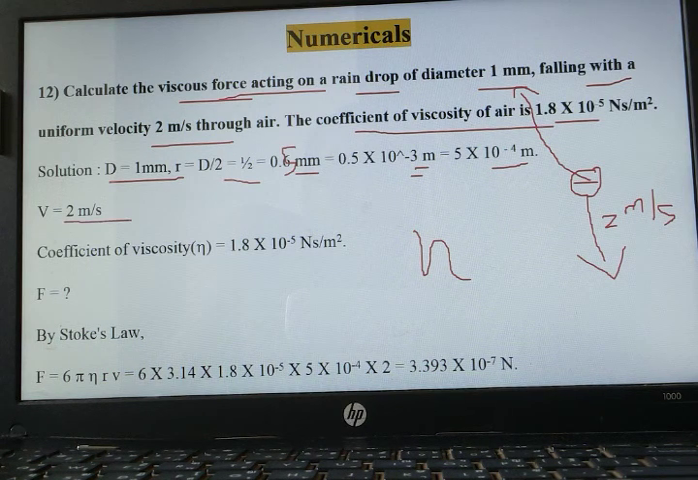Velocity is 2 meter per second. Coefficient of viscosity has already been given. So let us substitute the values, that is 6 into 3.14 into 1.8 into 10 raised to minus 5, and radius is 5 into 10 raised to minus 4. And what is the value of v? Velocity is 2. So after solving all of this, it is simple multiplication. You will be getting the answer as 3.39 into 10 raised to minus 7 Newton.